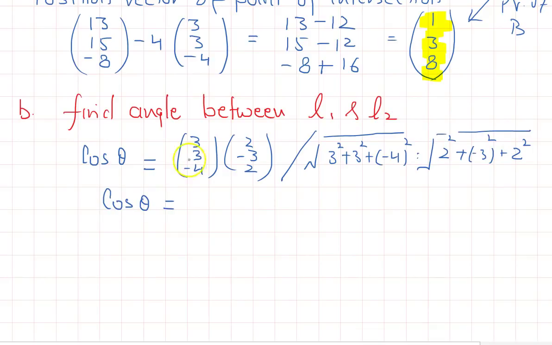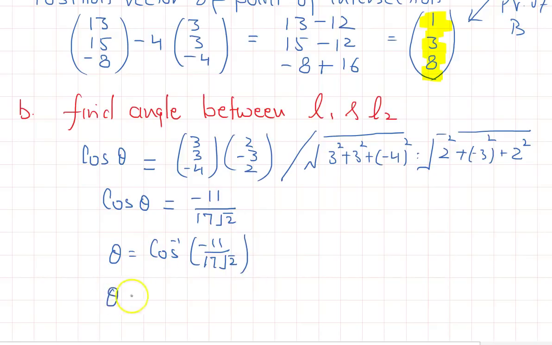So cos theta, if you solve it with a calculator, will be negative 11 over 17 root 2. So theta will be cos inverse negative 11 over 17 root 2. So theta is going to be 62.8 degrees. If you want to write in radians, it will be 1.1. You can write the answer like that.